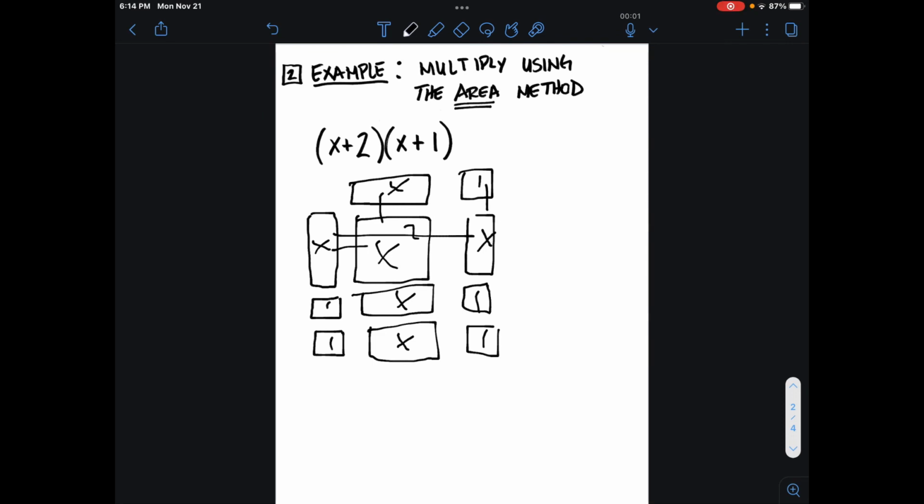So now that we've done all the calculation and the multiplying, we just need to combine like terms. So we have x squared, and then we have 3x's, so plus 3x, and then we have 2 1s, so plus 2. And that is our answer.